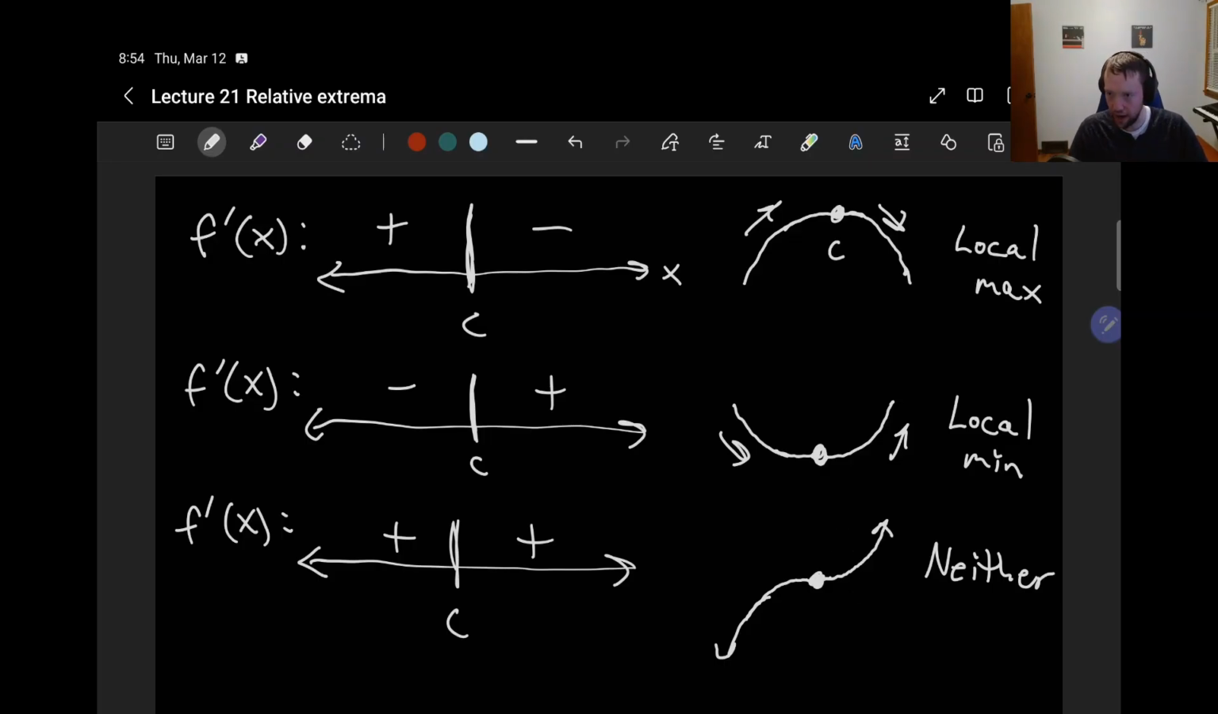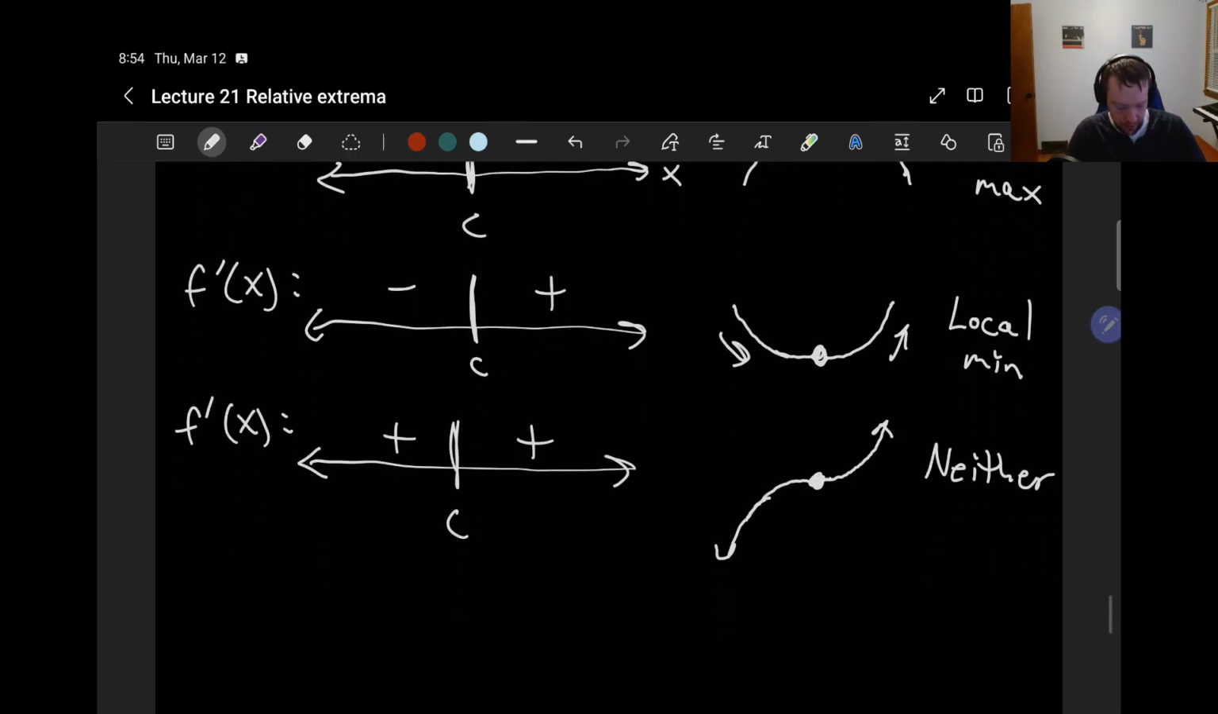Right, so it's neither a high point nor a low point. So that's why I say that not all critical points are maximums or minimums, but they are your candidates for them. You just have to do the first derivative test to check.